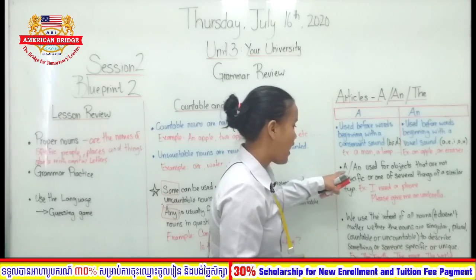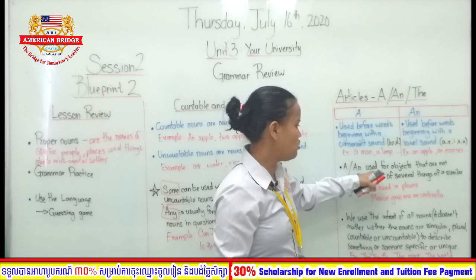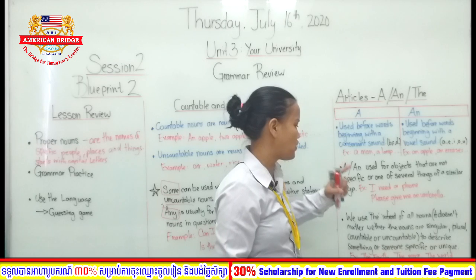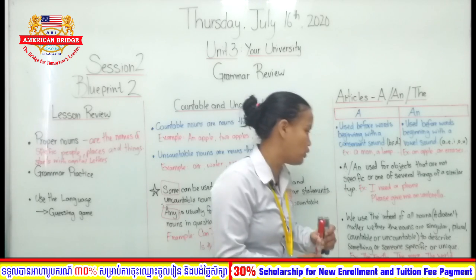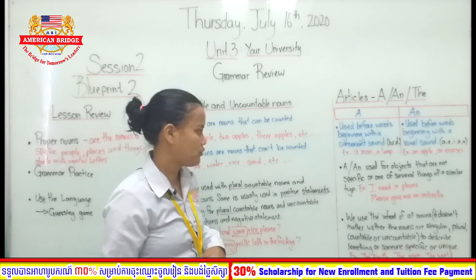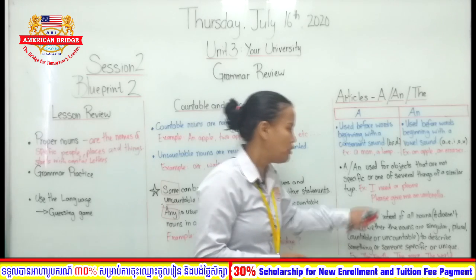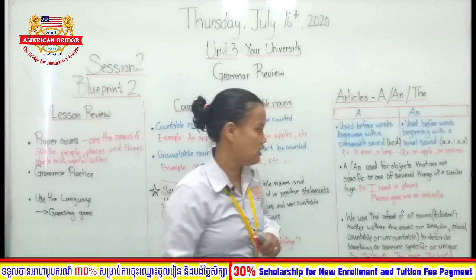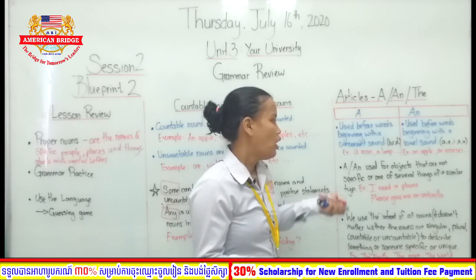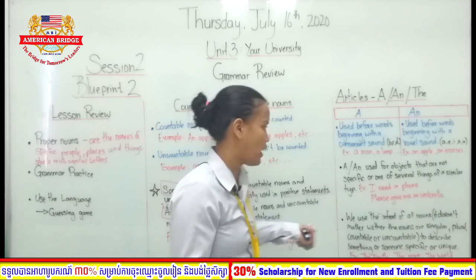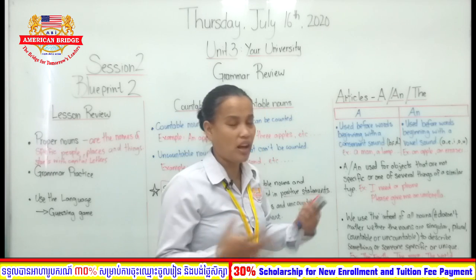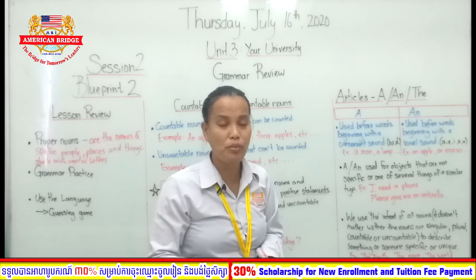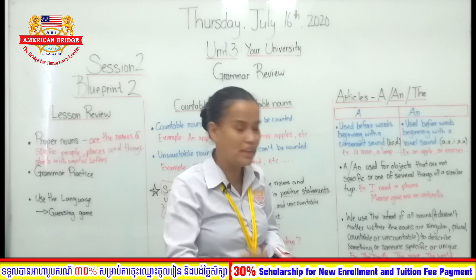So "a" or "an" is used for objects that are not specific, or one of several things of a similar type. For example, I need a phone. Please give me an umbrella. So, we are not being specific, okay? I don't care which one you give me. I just need an umbrella. I don't care which phone, because I'm not specifying which phone I need, okay?